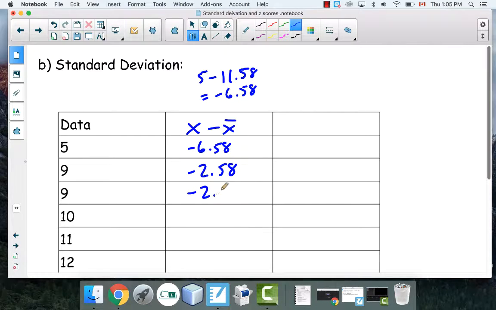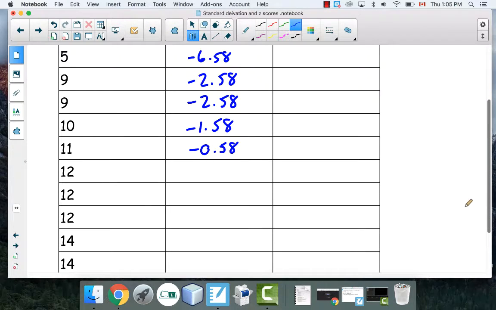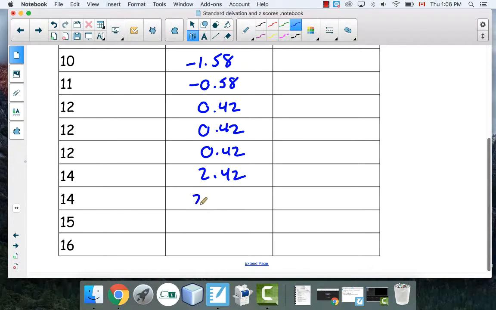The next one would be the same thing. Then we keep going. 10 minus 11.58 is negative 1.58. And you just keep going. So I'll write in the answers, and you could work this out on your own. These ones will be 0.42, to become positive over here. 0.42. The 14s are 2.42. So I've got to move this down more. 2.42. Then we get 3.42 and then 4.42.